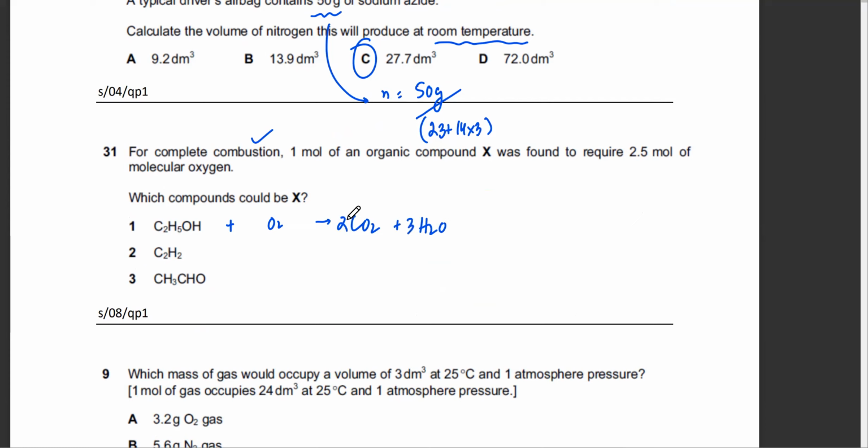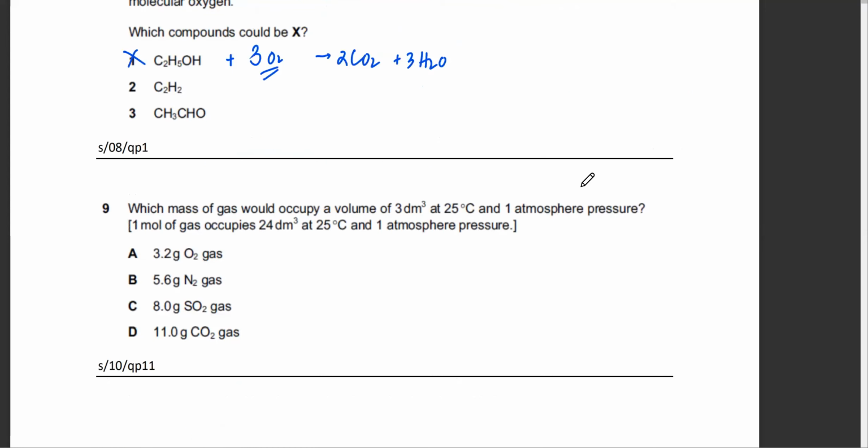So the amount of oxygens would be 4 plus 3, that's 7. There's 1 already in the molecule, so over here it's going to be 3. So the first one is wrong. Again, you can do this for the other ones as well. He's asking for which one requires 2.5 moles of molecular oxygen. So let's move to the next one.